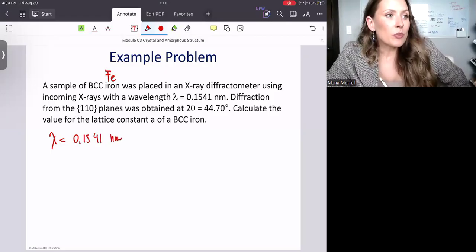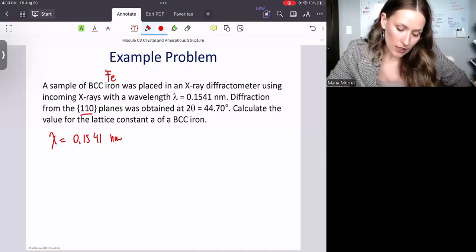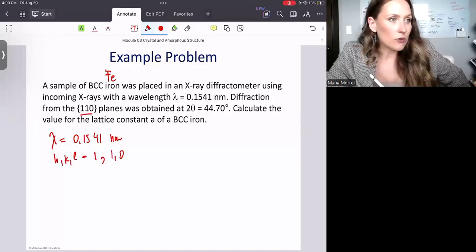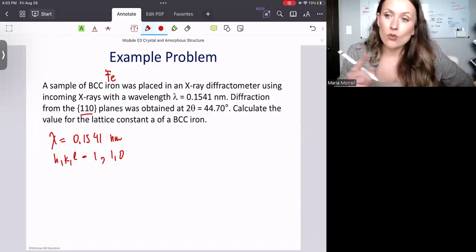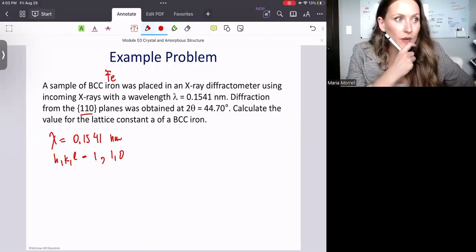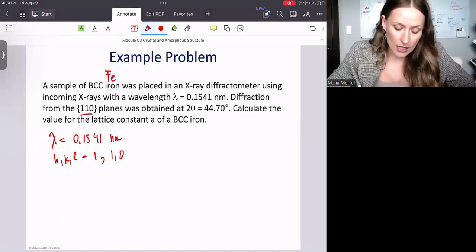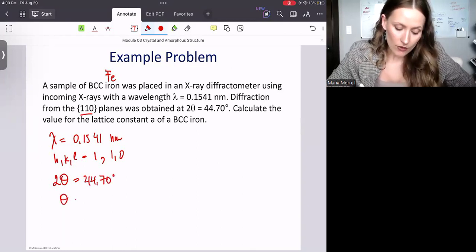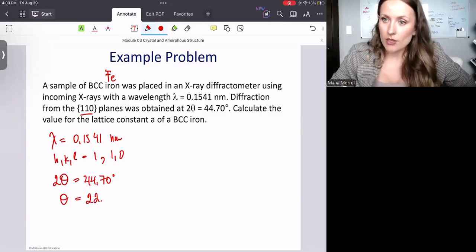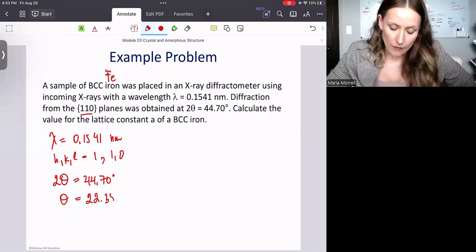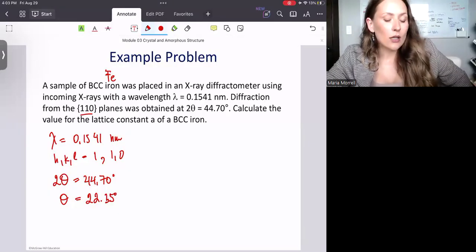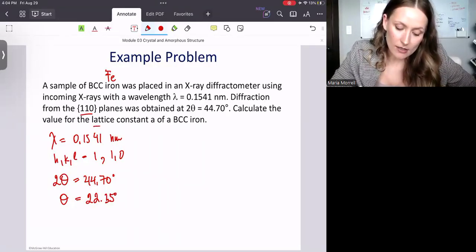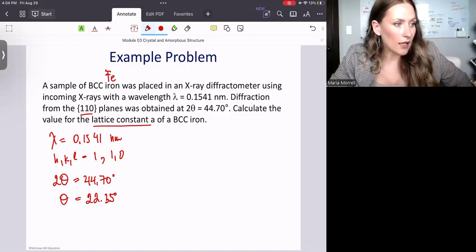Now, diffraction from the planes 110, so that means our H, K, and L are equal to 1, 1, and 0, was obtained so we see the diffracted beam from the planes 110 at the angle 2 theta, which is 44.70 degrees, meaning that your theta is going to be, I'm just going to do the conversion right away because you will need it later in the formula, 35 degrees. The question is, calculate the value for the lattice constant a. So we need to find a.